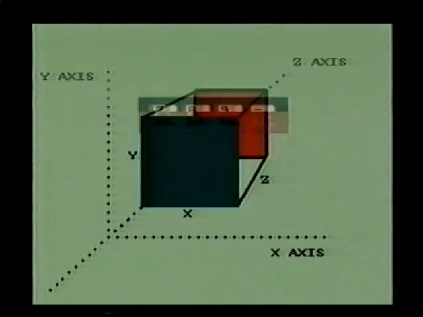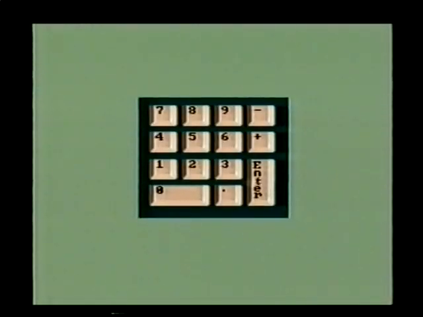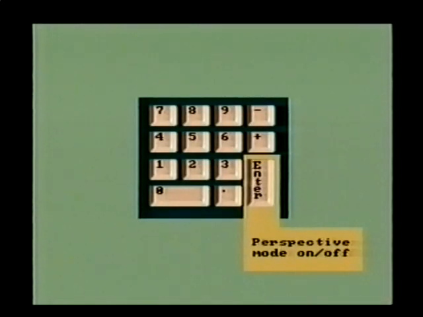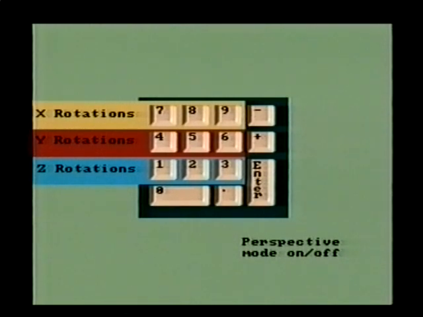Pressing Enter on the keypad switches perspective mode on and off. You can also enter perspective mode by selecting Perspective Do from the perspective menu. For X rotations, use keys 7, 8 and 9. For Y rotations, use keys 4, 5 and 6. And for Z rotations, use keys 1, 2 and 3.